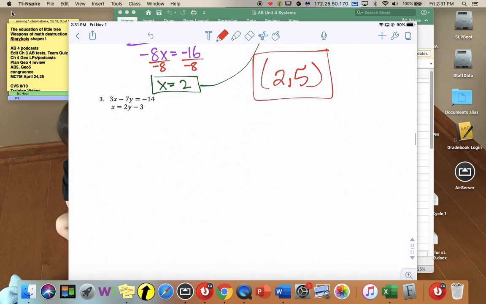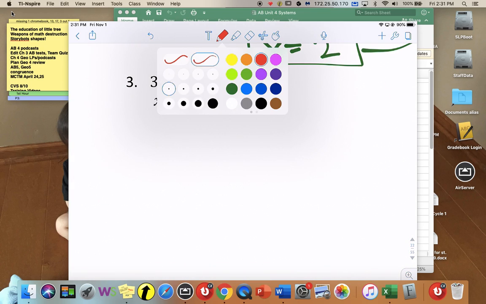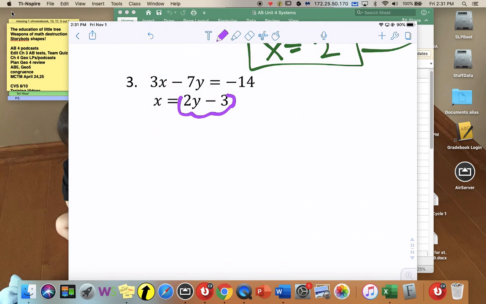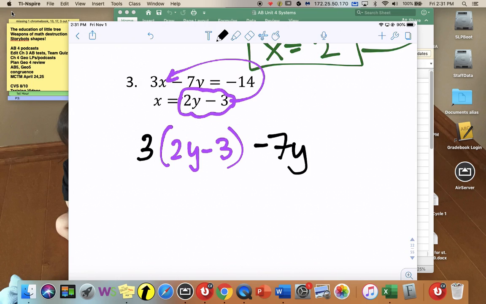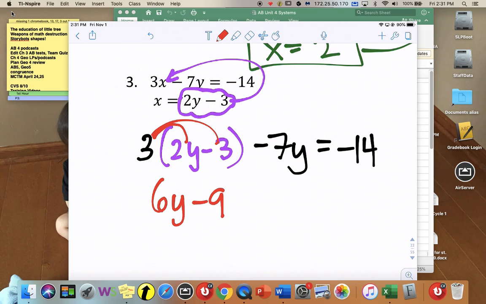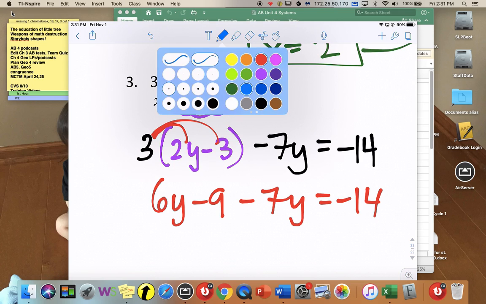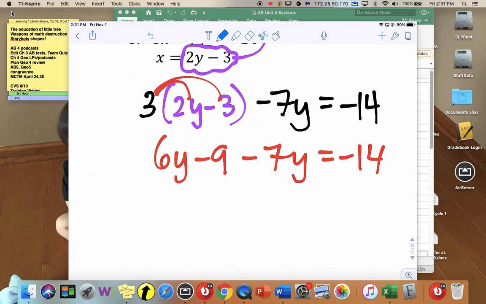Okay, and last one. Here x is by itself, so let's plug that in right here. So here's what it looks like. 3 parentheses 2y minus 3 minus 7x, or y, equals negative 14. So it's plugging a function into a function. All right, let's distribute, combine like terms, and solve. So you have 6y minus 9 minus 7y equals negative 14. We'll combine like terms. 6y minus 7y is negative y.